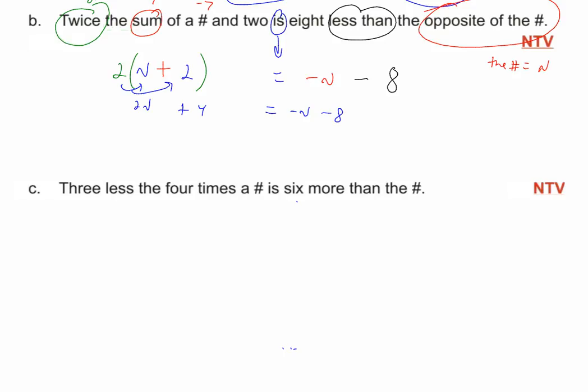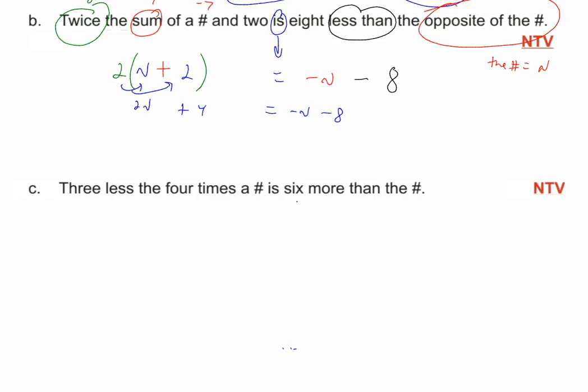Okay, so class, whenever you see variables on both sides, once you've done all your distributing and adding the like terms, you got to either move the 2n from the left to the right or the negative n from the right to the left. My choice, again, is always to get it positive. That means move the negative n.